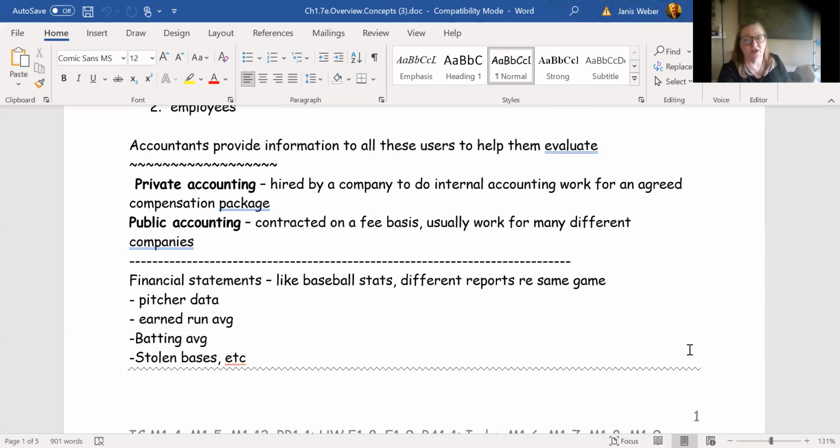So if any of you are considering being an accountant, let me tell you, there are plenty of opportunities for work in this area. Okay, so now let me give you a little idea about financial statements. Financial statements are the reports that we do that allow people to make decisions about the companies.